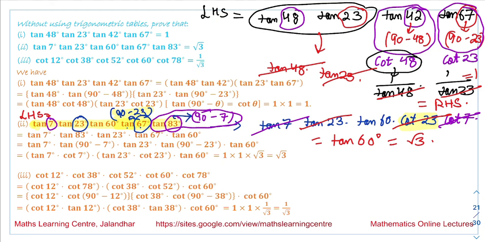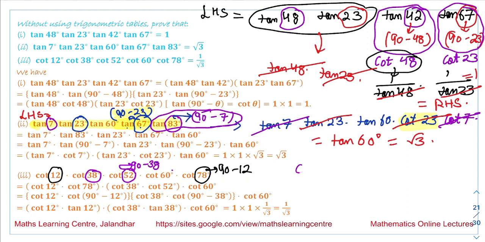Next is cot 12 degree into cot 38, cot 52, cot 60 and cot 78. We are seeing over here 12 plus 78, it is 90. So in place of 78 we can write 90 minus 12. And 52 plus 38 is 90. So in place of 52 we can write 90 minus 38.